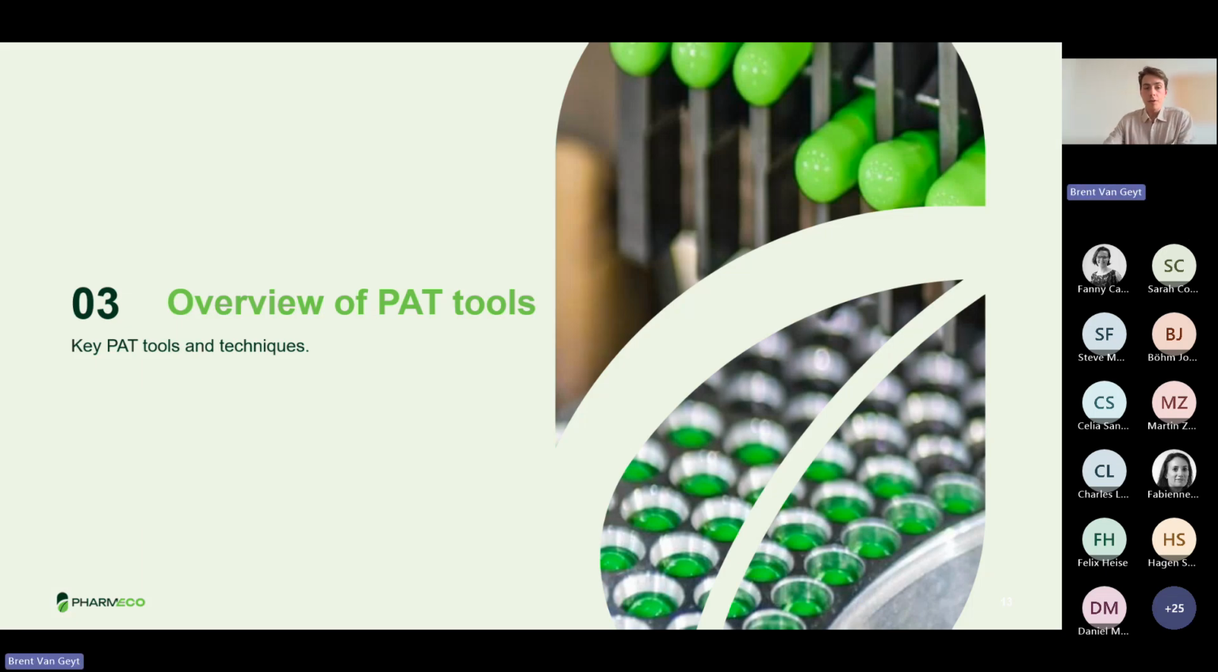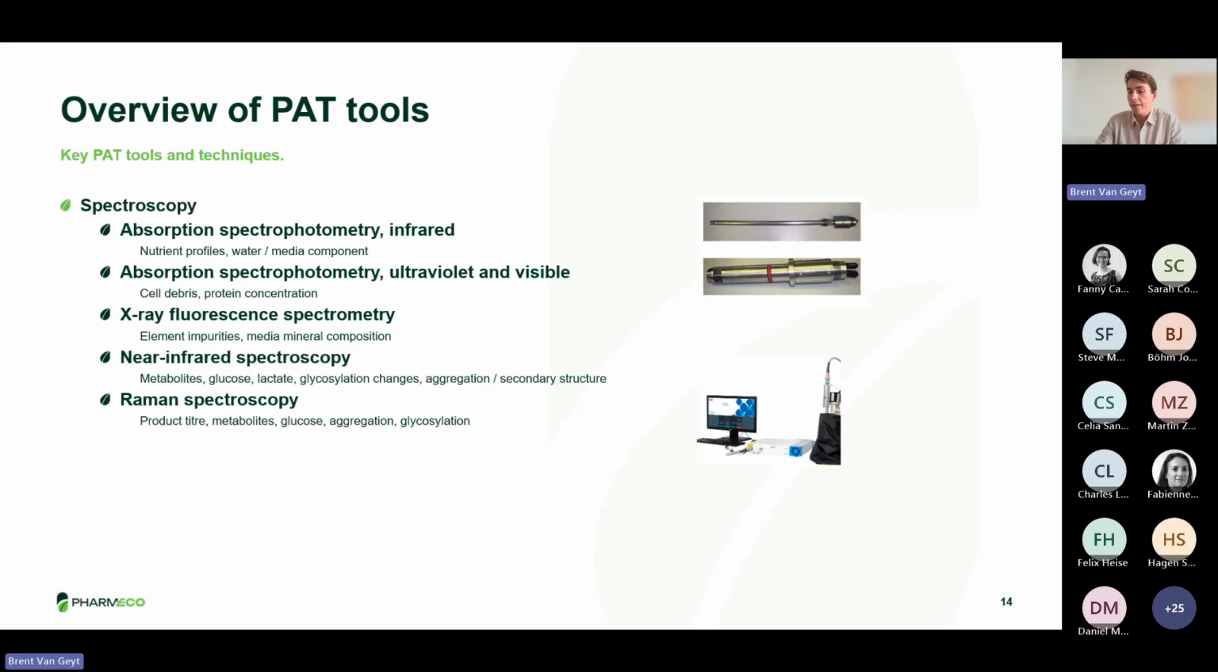So now, the overview of different PAT tools. First and foremost, we have the spectroscopic methods. We have the infrared, the UV-Vis, the X-ray fluorescence, the NIR, and the Raman. We also have other ones, but for now I'm just going to talk about these ones. First, the infrared can measure nutrient profiles, water and media consumption.